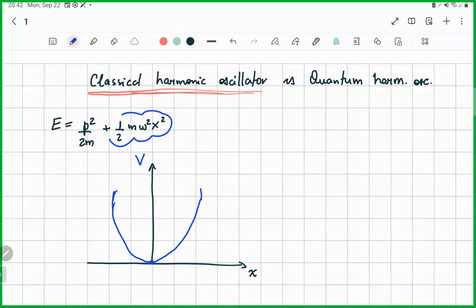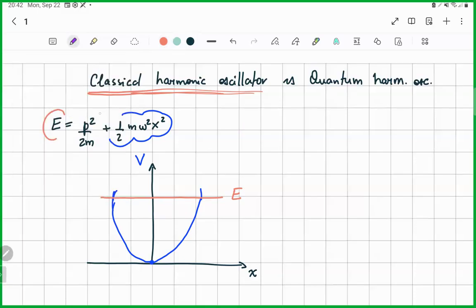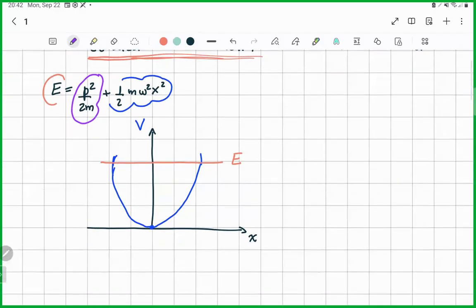Now, how about the energy? If I want to put the energy in this plot, well, the energy is constant, it doesn't change. So I'm going to put here the value of the energy. And how about now, if we want to put in this plot the kinetic energy. Well, let's see.